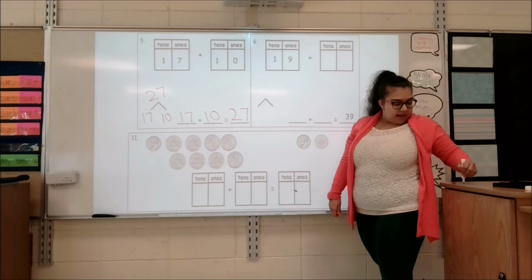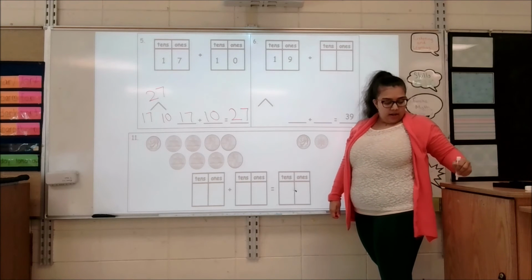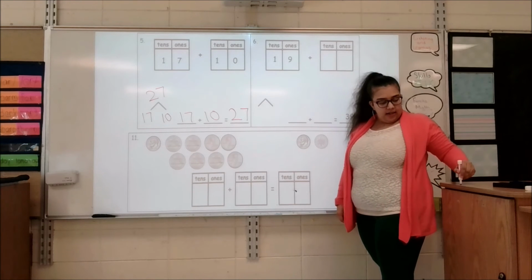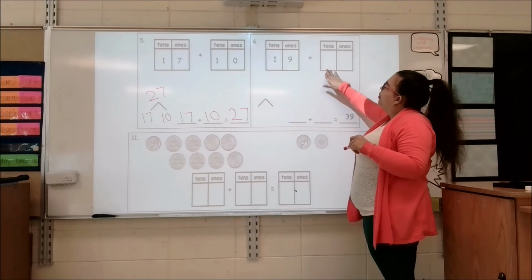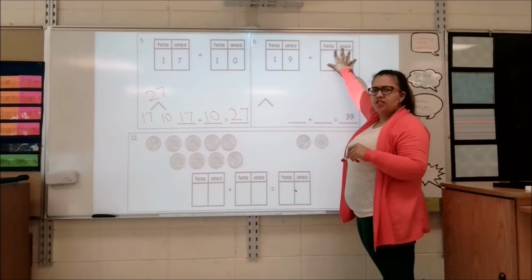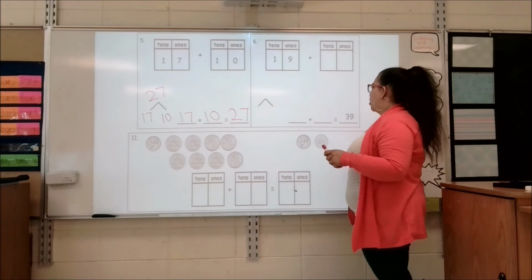$19. Good job. Yes. 1 ten and 9 ones is 19. Excellent. What about here? Nothing? Nothing? So 0. Let's keep reading. What else are we given?